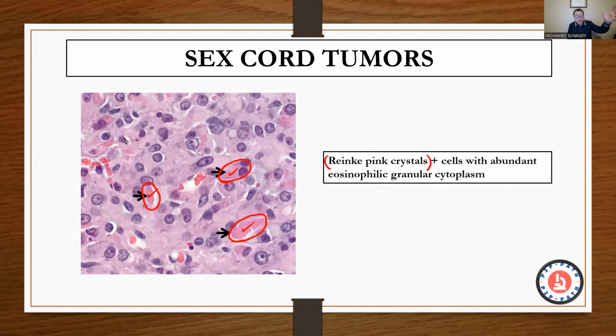In the background are cells with some grade of nuclear pleomorphism and pink cytoplasm. What's really characteristic here is seeing these Reinke crystals. The cells in the background have abundant eosinophilic cytoplasm, which looks kind of granular, as if pink eosinophilic granules are dispersed in the cytoplasm. The cells have prominent nucleoli, as you can see here, and some grade of nuclear pleomorphism, which is not much. This is Leydig cell tumor.